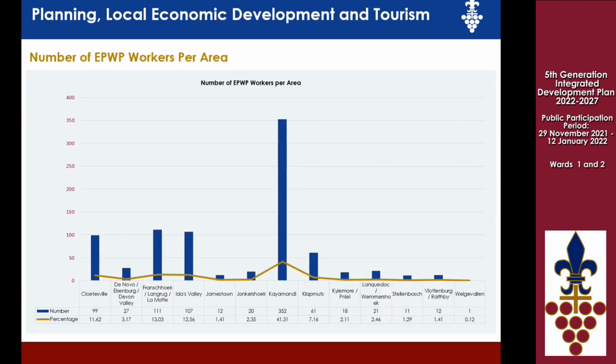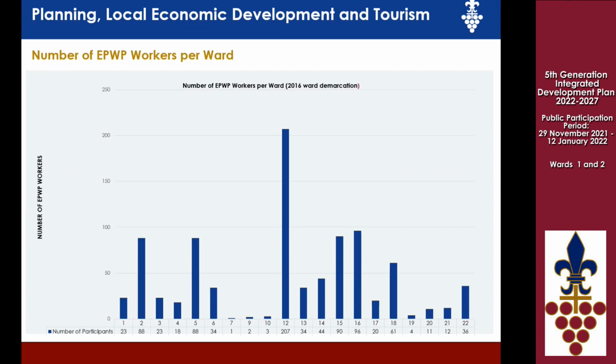Okay, there you can see a graph of the number of EPWP workers that we've employed per area. And you can see by far the most that we've employed are from Kayamandi. And you can see that from all of the wards there. Again, numbers of EPWP workers per ward. And you can see Ward 12 in Kayamandi is the highest in this slide.